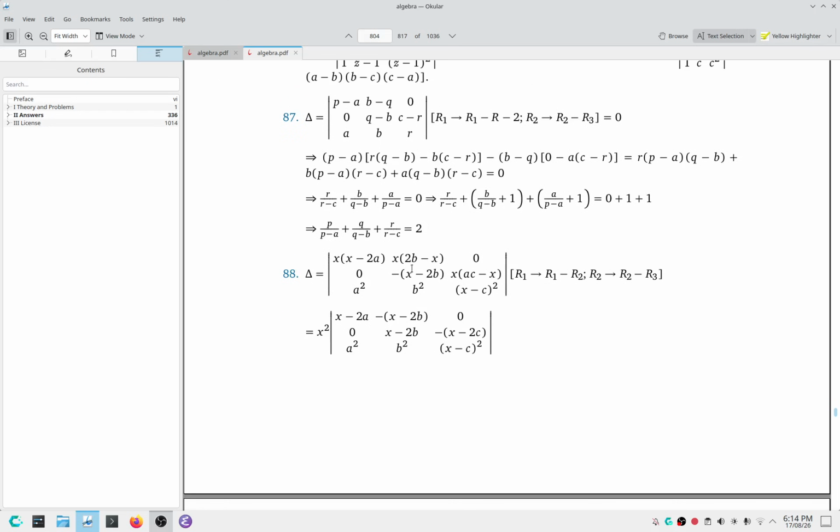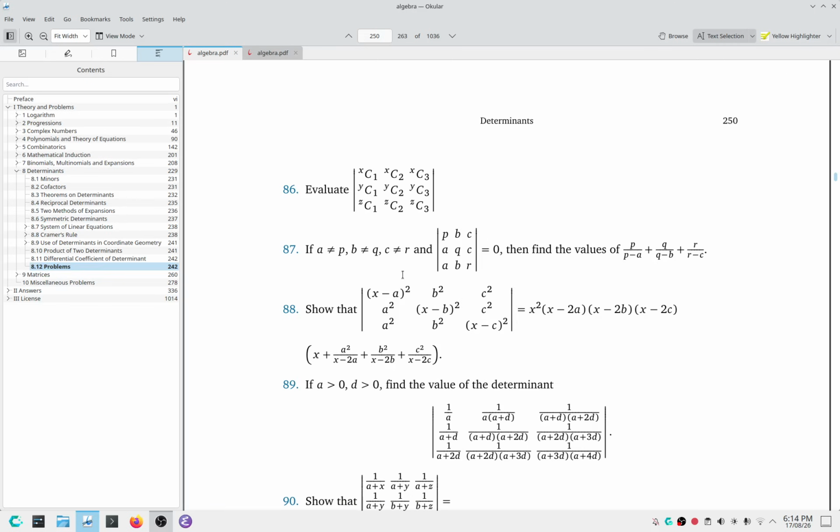So here what we do is we do r1 is equal to r1 minus r2 and r2 is equal to r2 minus r3. So we will have this determinant over here. That is x times x minus 2a, x times 2b minus x, 0, 0 minus x minus 2b, x, ac minus x, a square, b square, x minus c whole square. We take x from first and second row out. Can we take? There should be an x here. Let me see.